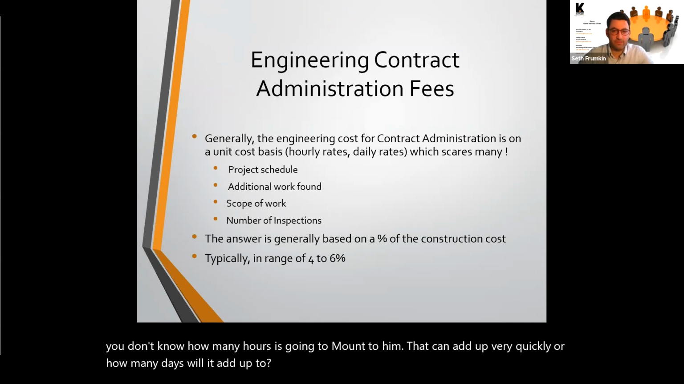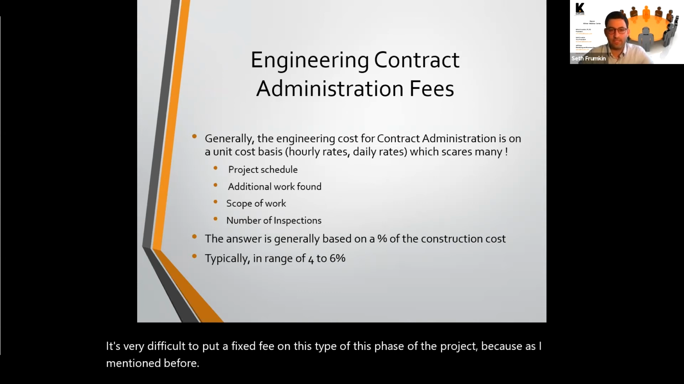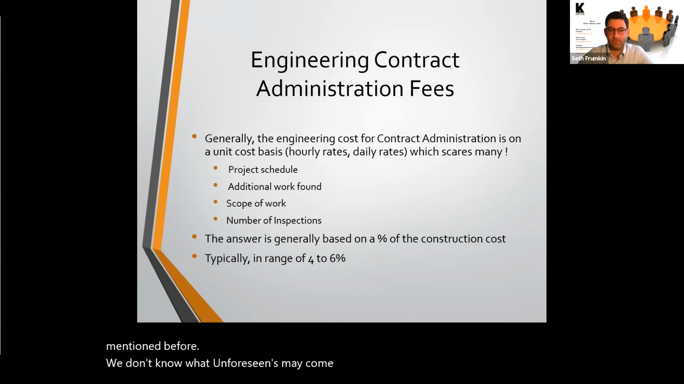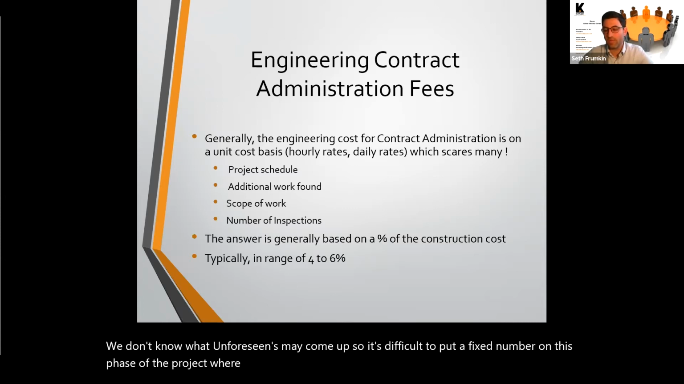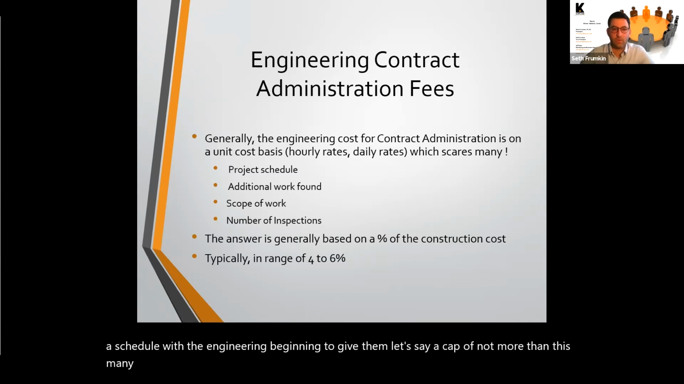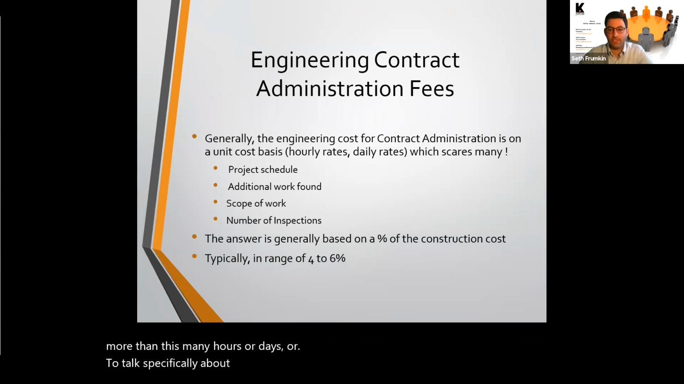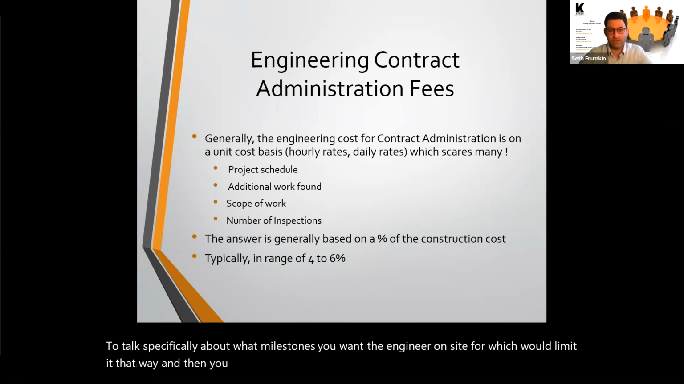Although it's very difficult to put a fixed fee on this phase of the project, because as I mentioned before, we don't know what unforeseens may come up. So it's difficult to put a fixed number on this phase of the project where there are so many unforeseens. What can be done is, you can work out a schedule with the engineer in the beginning to give them, let's say, a cap of not more than this many hours or days, or talk specifically about what milestones you want the engineer on site for, which would limit it that way. And then you can work out what the general hours would be there.